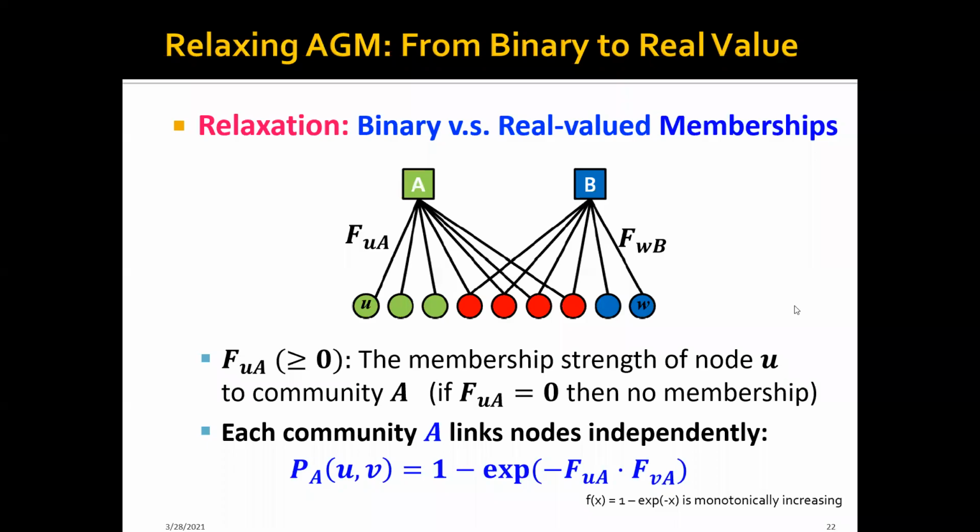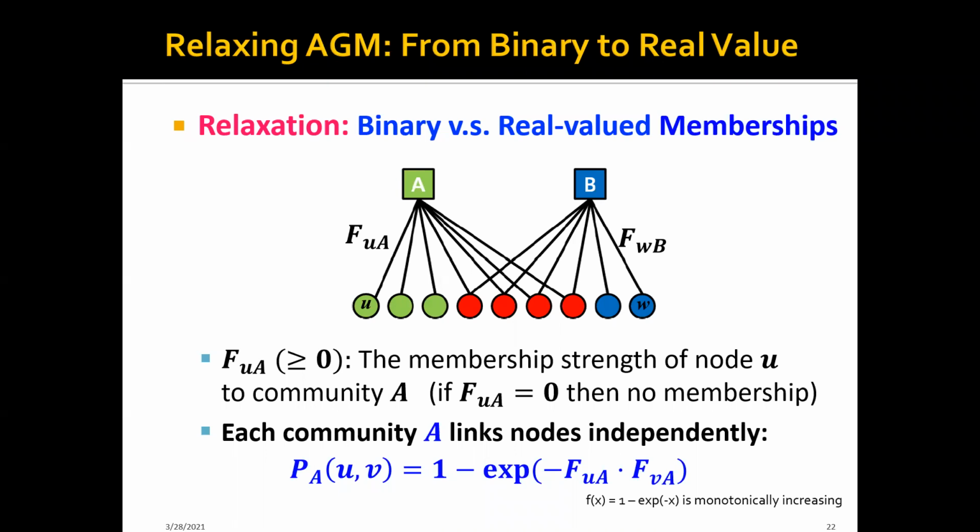Now let's talk about how to relax AGM so that we can use MLE to detect communities. Remember, the original AGM assumes binary memberships: a node is either in the community or not in the community. And we said that it becomes a combinatorial optimization problem that's difficult to solve. Here the idea is to relax the binary memberships to real-valued memberships.